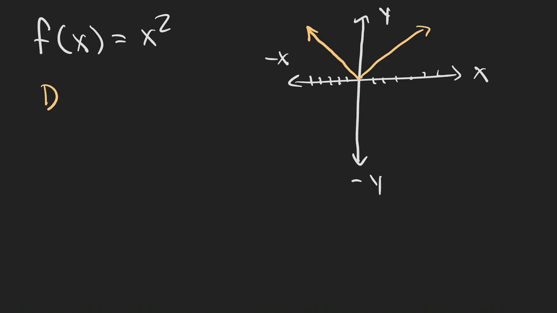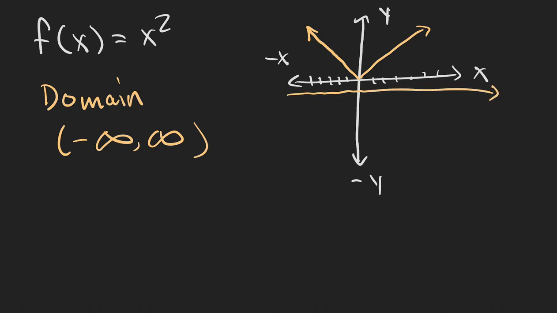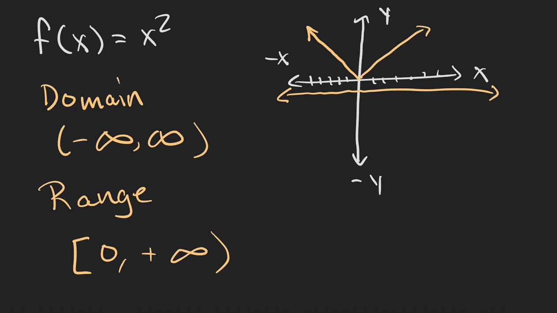So while the domain is going to be negative infinity to positive infinity, notice we're spanning this entire x-axis here. The range is only going to be from 0 to positive infinity. And notice the bracket here, because 0 squared is equal to 0. That's why we have the bracket. The 0 is included in the range, but no negative numbers are.